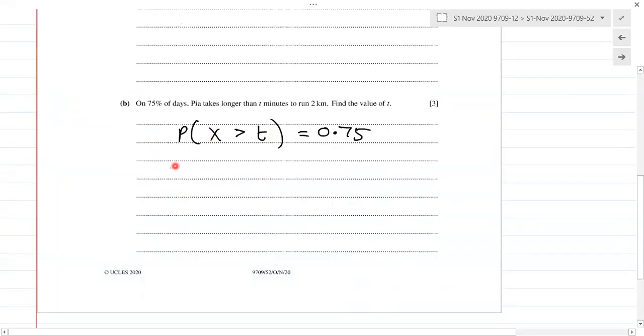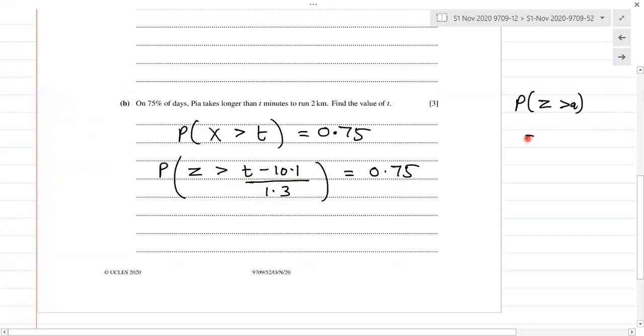Okay, so let's suppose this is given as x. If we standardize this first, we'll have this as t minus 10.1 over 1.3, using the values from part A of the mean and the standard deviation. Now this is greater than all of this, whatever the value is over here, and that's given as 0.75. Now, like in part 1, we know when we have P of z is greater than a, we do 1 minus phi of a.